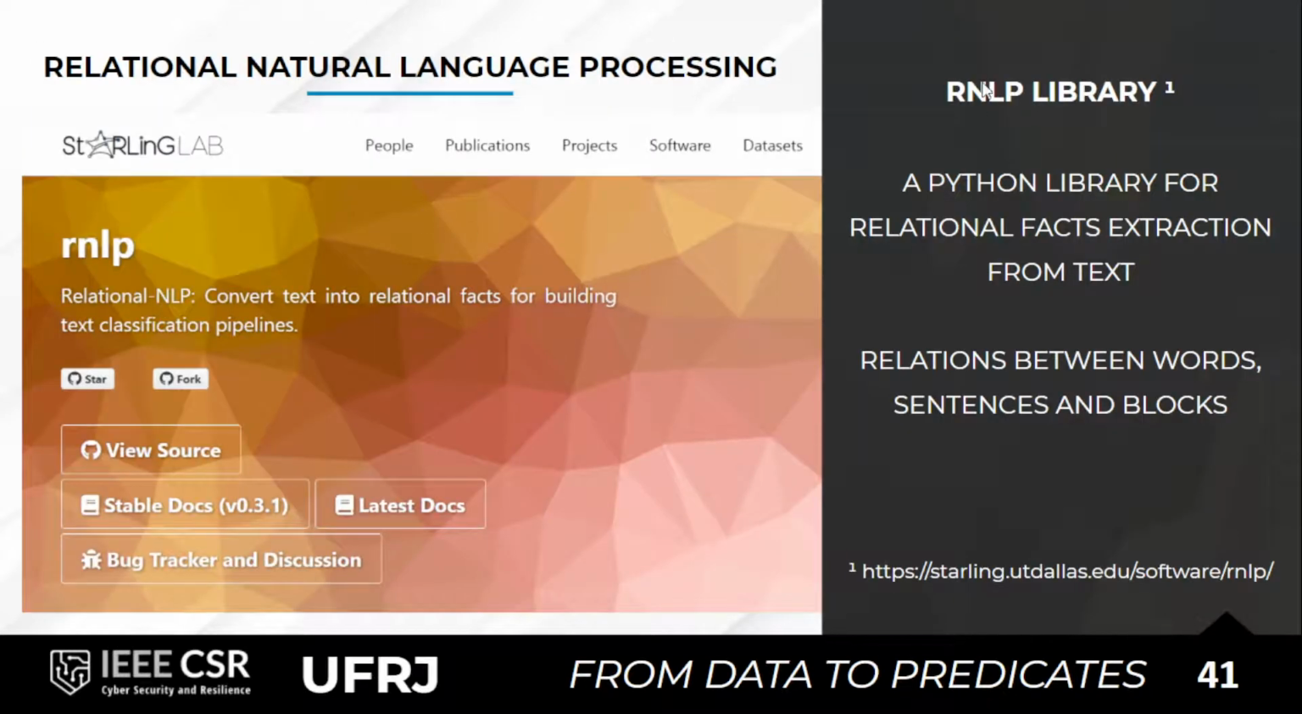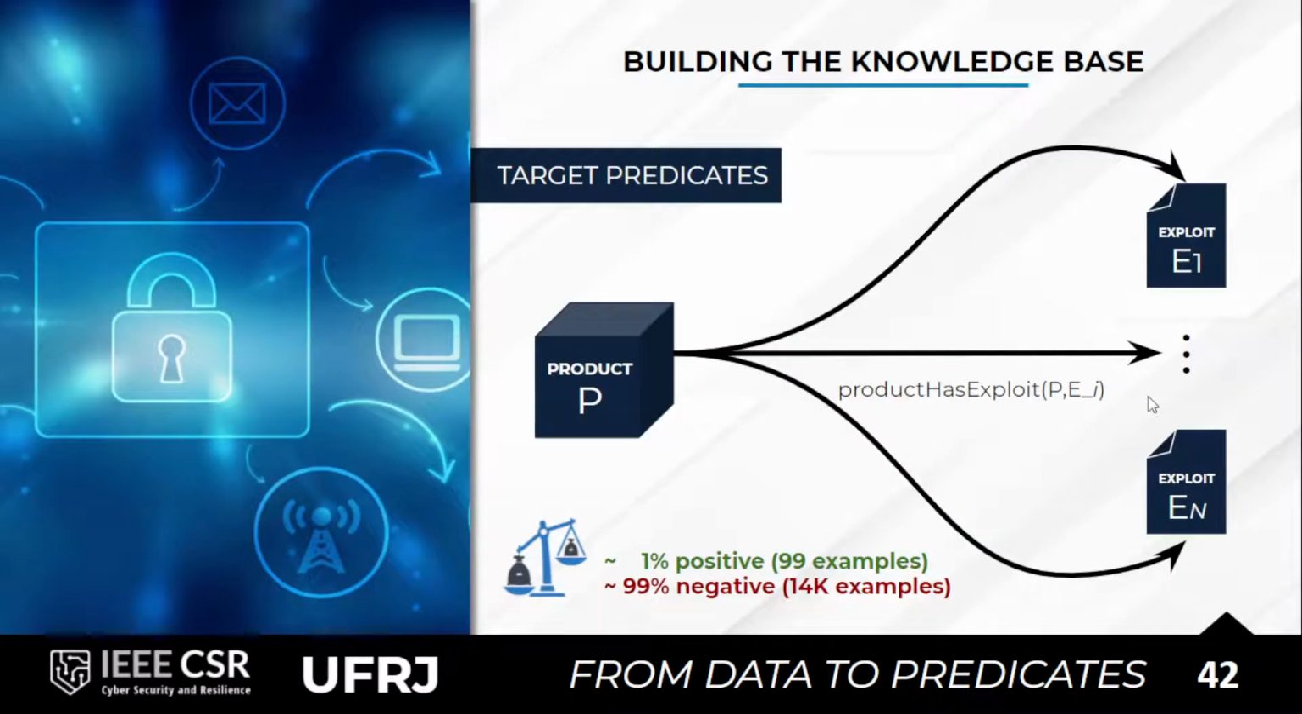We also used a library called RNLP, which means Relational Natural Language Processing, in order to extract facts from textual descriptions of vulnerabilities. At a high level, this library generates predicates that capture the relationships between words, sentences, and blocks. Now, what will the model try to predict? We propose two alternative target predicates.